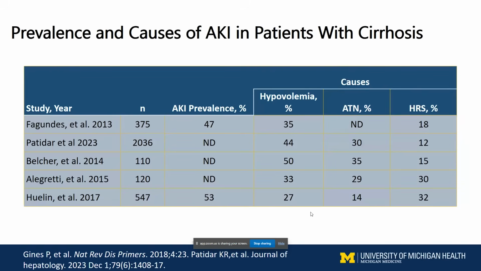So these are the various studies that had looked at the prevalence of acute kidney injury and the causes of acute kidney injury in patients with cirrhosis. The sample size varied anywhere from 100 patients to 2,000 patients. Two studies talked about the AKI prevalence, which was around 47 to 53%. Majority of the patients had hypovolemia and ATN, followed by ATN and HRS. The incidence of HRS in these studies varies anywhere from 12% to 32%.